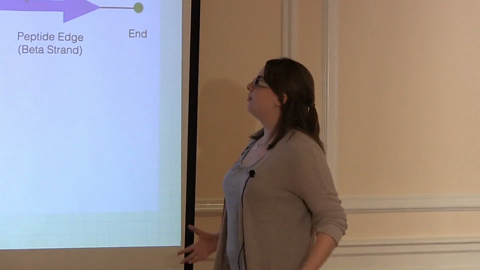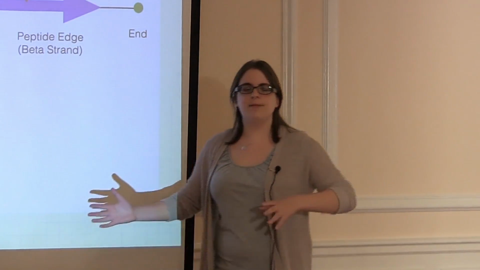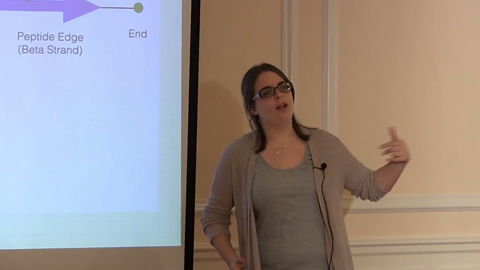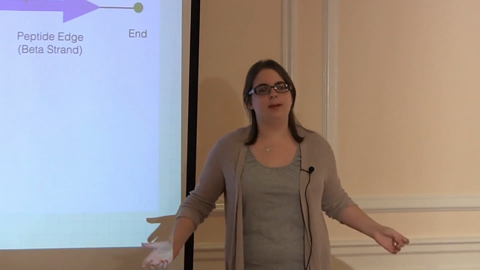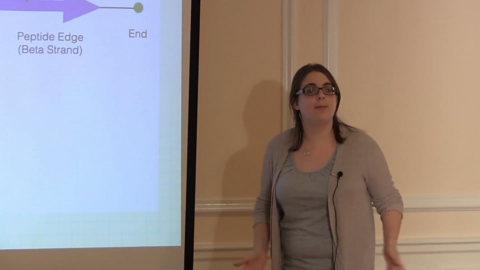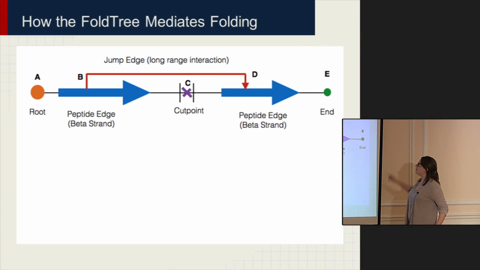The big idea that we're talking about here is, now that instead of just walking along the fold tree from N to C, how did I change the way that I'm folding my structure? How did I change the way that I'm representing coordinates? This is a fun way that we're representing the full tree here. So A is the root. That's the top point where you would start. The arrows are representing beta strands. From the root to the cut point is one peptide edge. And then from the cut point to the end is another.